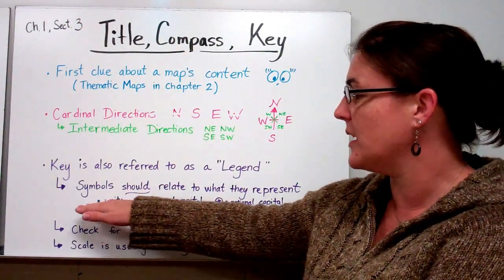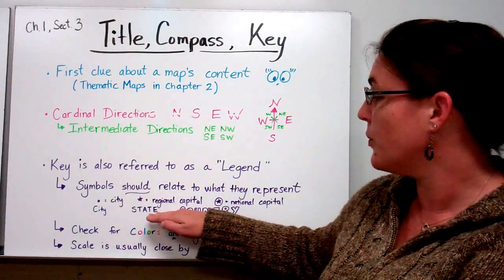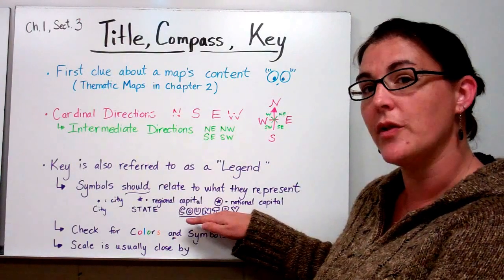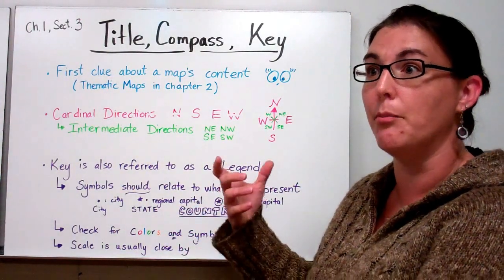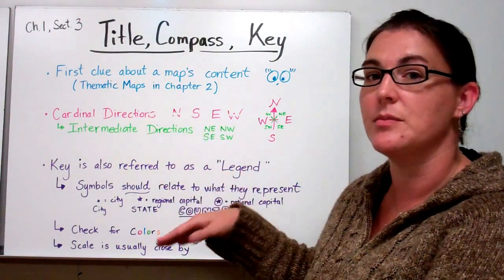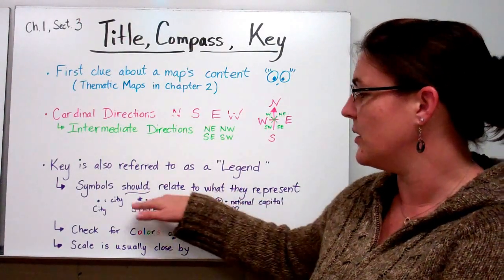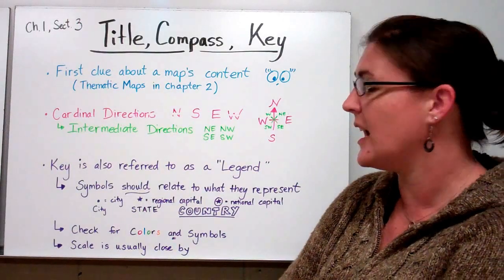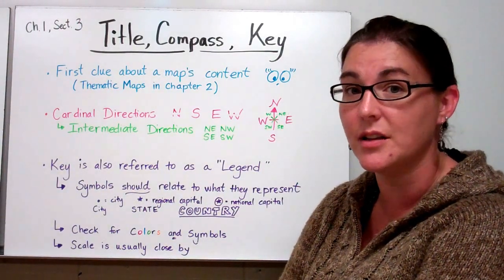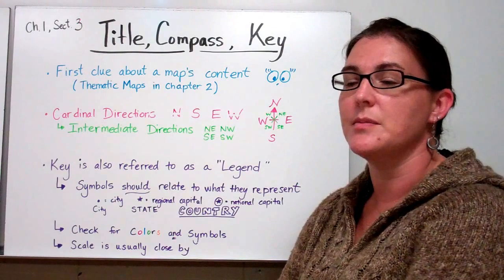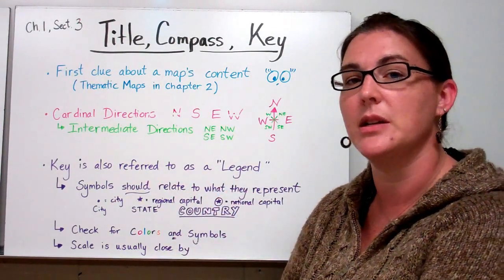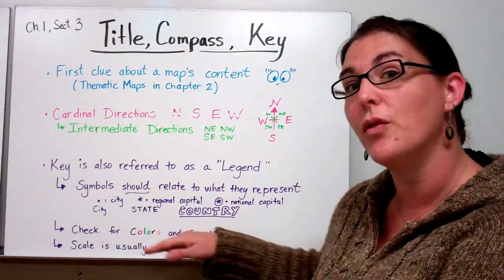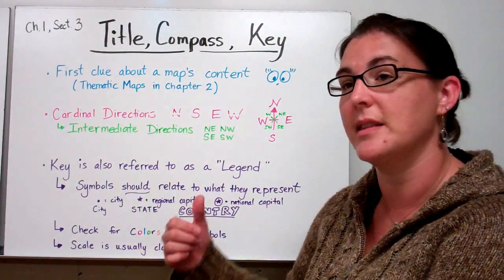Cities are often written with a capital letter and lowercase. Regions are often written with all caps, and a larger reference like a country name is usually written in bold and all caps, and sometimes it's even underlined so that you can tell the difference in the size of those features. When you're looking at a key, I also always recommend that you check for colors as well as symbols, because sometimes there's multiple layers of information that they're providing on a single map. And then don't forget that the scale for a map is usually close by, and we'll talk about that here in just a second.